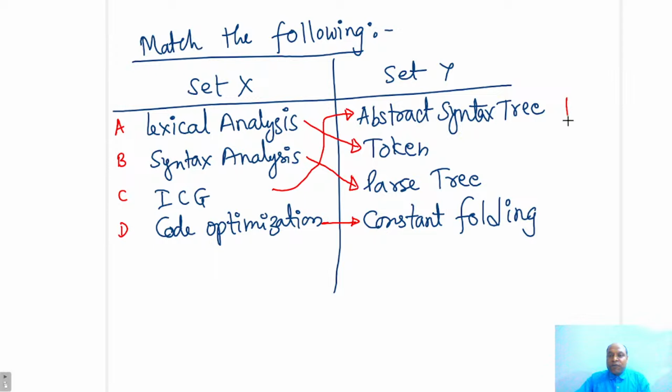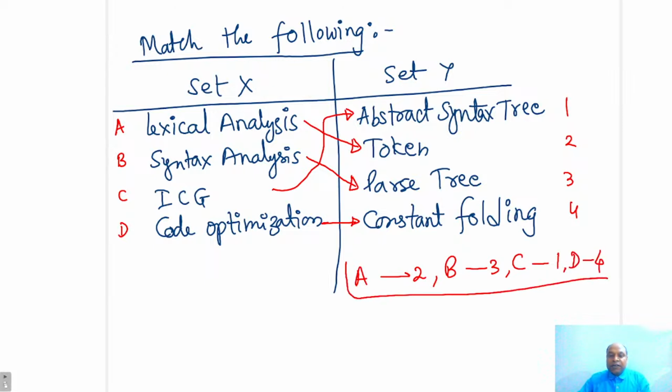So let these be A, B, C, and D, and these be 1, 2, 3, and 4. What we'll get: A is matching with 2, B is matching with 3, C is matching with 1, and D is matching with 4. Whatever option is given to you, accordingly this particular answer will be correct.